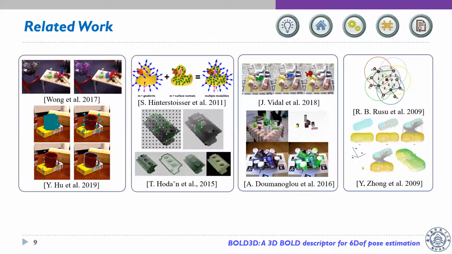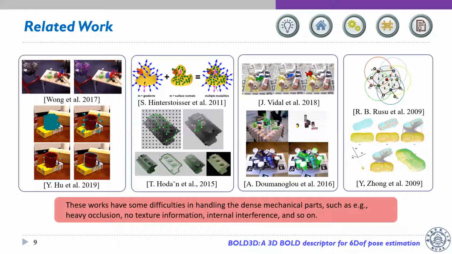The problem of object 6D pose estimation has been extensively studied, ranging from image-based to 3D point-based approaches. Here are some existing works using feature correspondence and pose refinement techniques for object pose estimation. However, those works have some difficulties in handling dense mechanical parts, such as heavy occlusion, no texture information, internal interference, and so on.